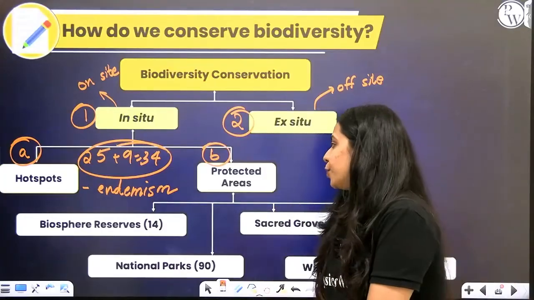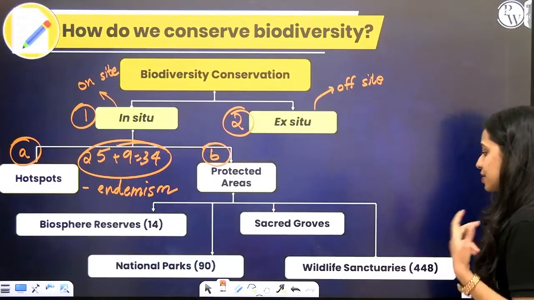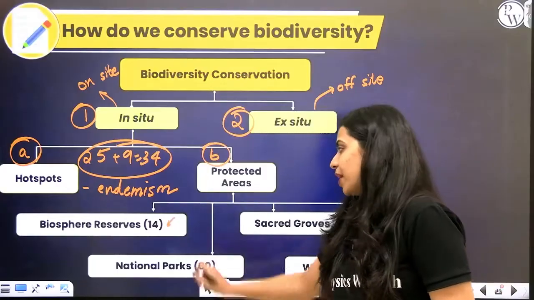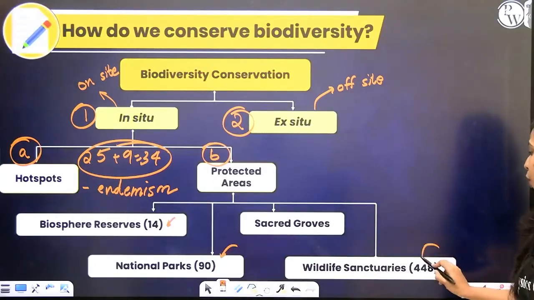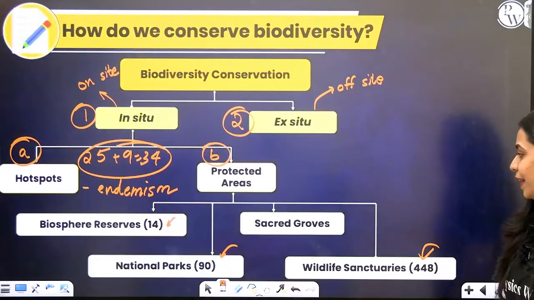Another thing is protected areas. We have biosphere reserves, national parks, sacred groves and wildlife sanctuaries. There are a total of 14 biosphere reserves in India, about 90 national parks and 448 wildlife sanctuaries in India. So all of these will help in conserving biodiversity.